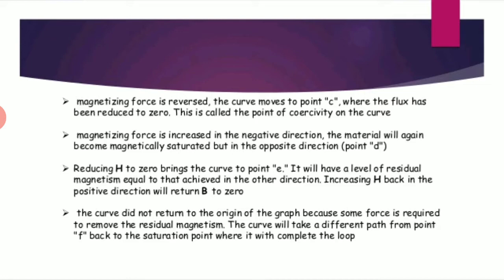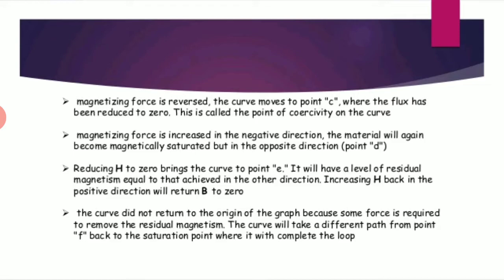When we again reduce the magnetizing force to zero, we move to point E. At this level, the residual magnetism is equal to that achieved in the other direction. When we increase the magnetizing strength back in the positive direction, it returns to zero. The curve does not return to the original path because a force is required to remove the residual magnetism.